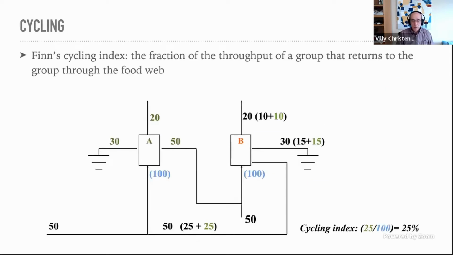Cycling is another aspect. Reminds me of E.P. Odum's ecosystem maturity, where he defined 24 indicators for how a system develops. We talked about that before. One of those indicators is cycling. That when you get to a more mature system, you expect that there'll be more cycling of materials.